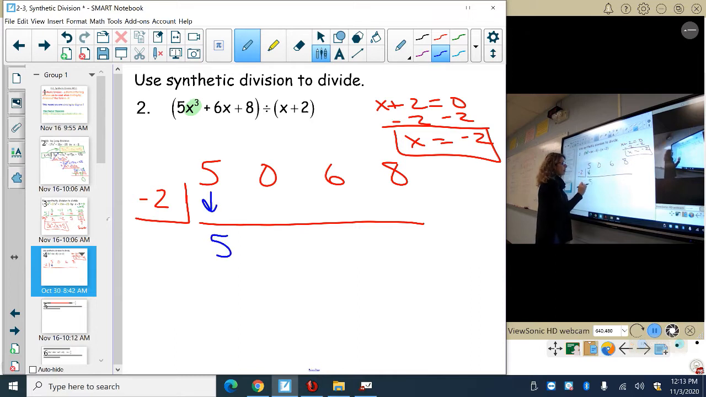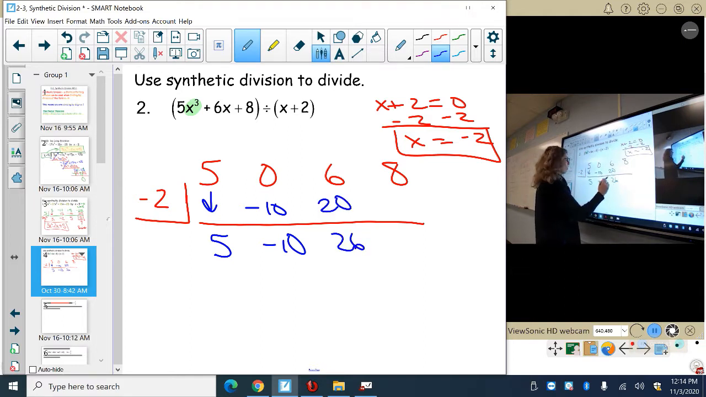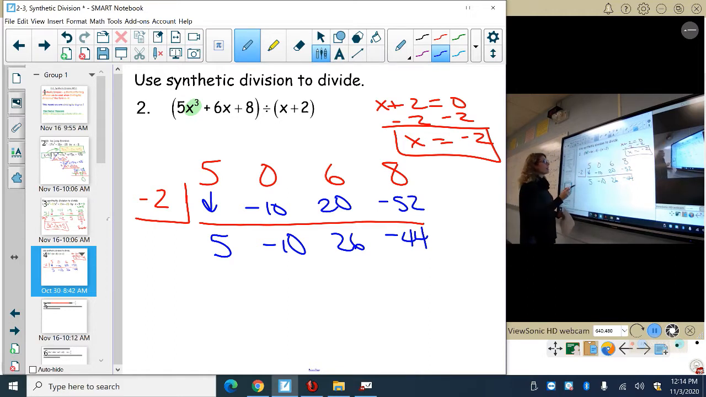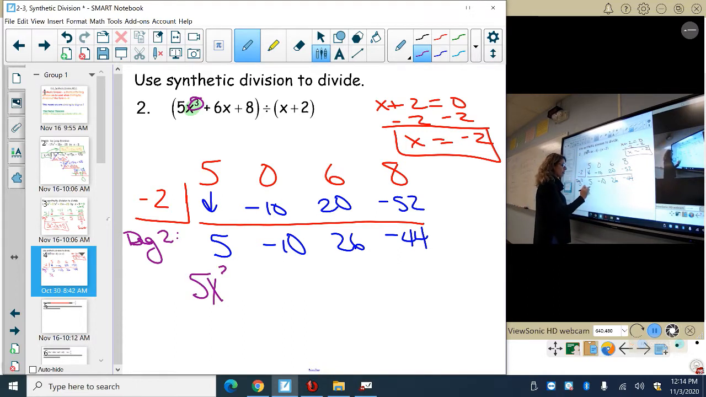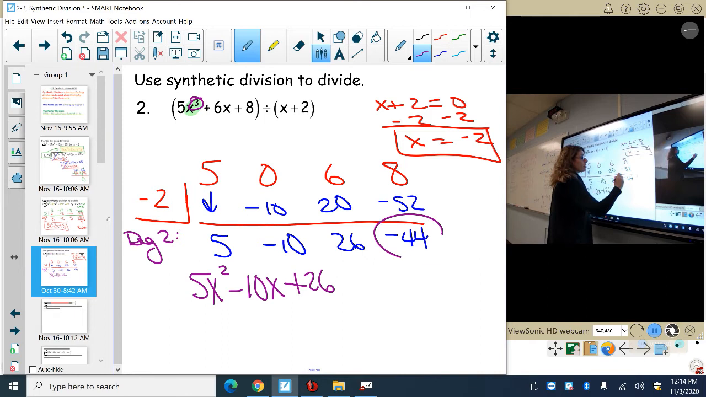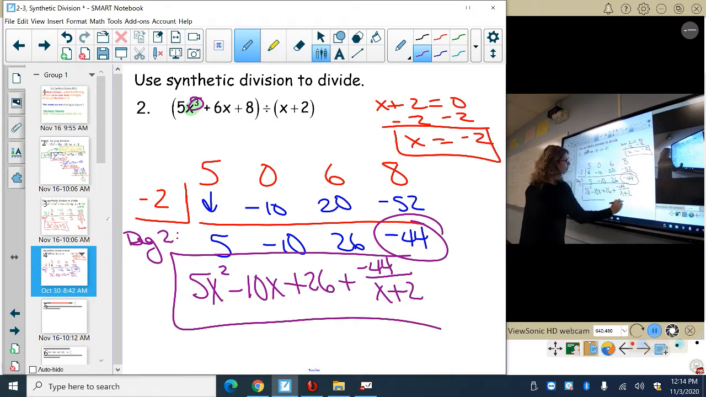I drop down the 5, I multiply on the diagonal, I add straight down. Multiply on the diagonal, add straight down. Multiply on the diagonal, I'm going to get negative 52. That's going to give me a negative 44. Okay? What this means is that this drops down an entire degree. It was degree 3, now it's degree 2. So this is going to be 5x squared minus 10x plus 26. This number is my remainder, negative 44, and I'm going to put that over my divisor of x plus 2. That is your answer.